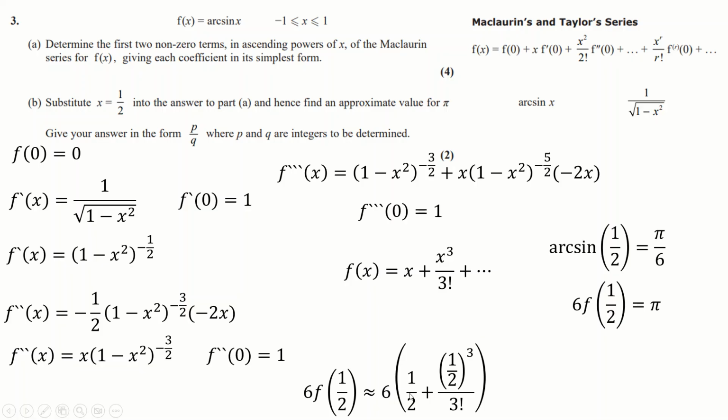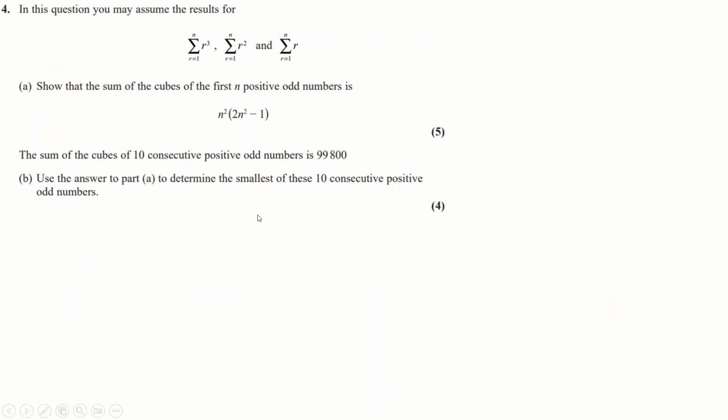We can sort this out, of course. 6 times a half is 3, I think. So that's good because it's 3 plus something small, which sounds a bit like it could be pi. This is 6, which cancels with that, which just gives you 1/8 here because 2 cubed is 8. And we'll get a decent but not great approximation for pi. Good, 25 over 8, you can verify, of course, that that is quite similar to pi-ish.